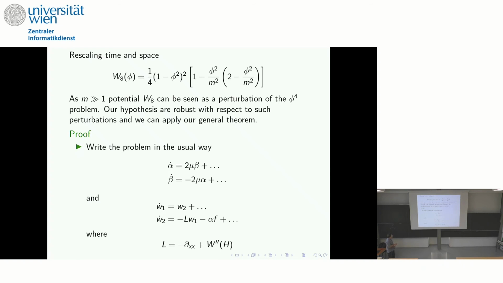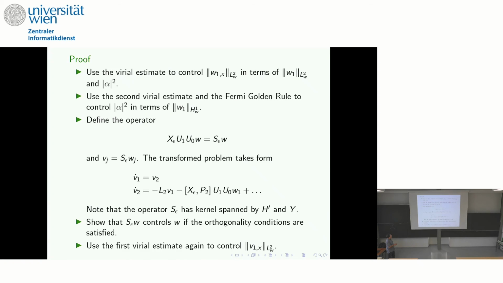I still have a few minutes, so let me explain a little bit the idea of the proof. The same idea as before: you decompose the problem into finite dimensional and infinite dimensional parts. There are 3 steps in the proof. First, you use the first virial estimate to control the derivative in some weighted norm, the derivative of the solution, in terms of the rest: the L2 norm of the solution and alpha squared. Then you use the second virial estimate and the Fermi golden rule to control alpha squared in terms of the H1 norm, local or weighted. That's why I put W, because it's a weighted H1 norm.